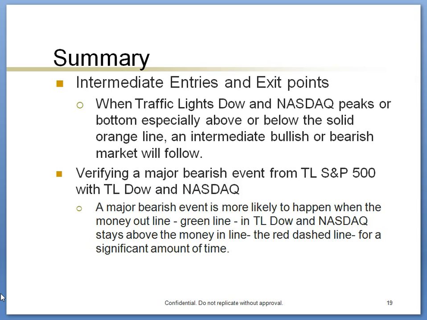We also talked about verifying a major bearish event from traffic light S&P 500 with traffic light Dow and NASDAQ. A major bearish event is more likely to happen when the money outline, the green line in traffic light Dow and NASDAQ, stays above the money inline, the red dashed line, for a significant amount of time.